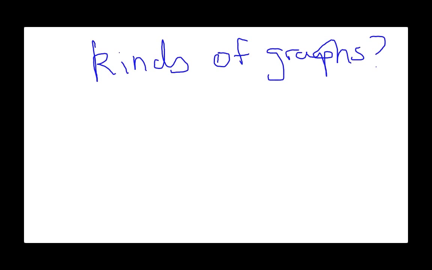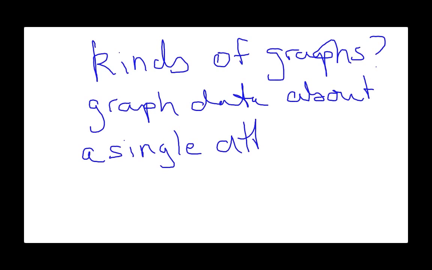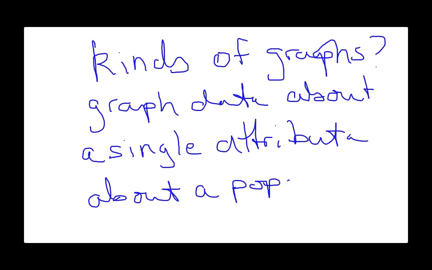So what are two main kinds of graphs that we're going to be talking about? Well, first of all, we have some graphs that let us display variation within a population. So we're looking at one single factor or attribute of a population, and we're going to see how that population varies. Is it all really big? Is it all really small? Are they all about the same size? We're looking at one attribute about this population.